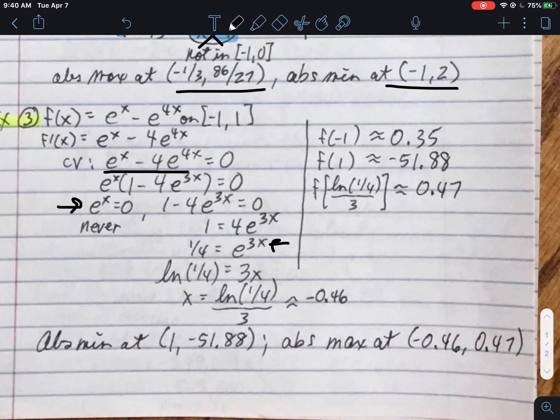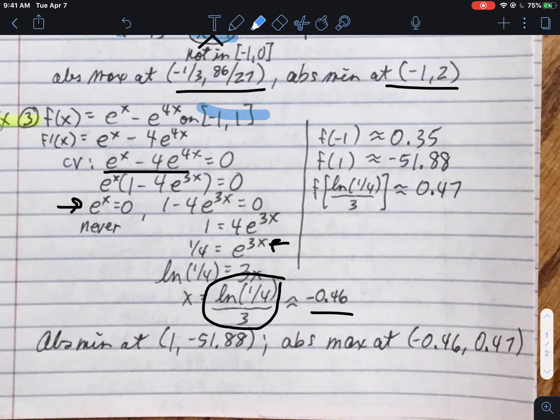Now this would be the exact value of x, right? But I need to approximate that one for sure, because I need to make sure that it is actually in the interval in question, right? So we're asked to find the absolute max and min over the interval from -1 to 1, so I better make sure that any critical value that I find is actually in the interval. So that one is approximately -0.46, which is in our interval.